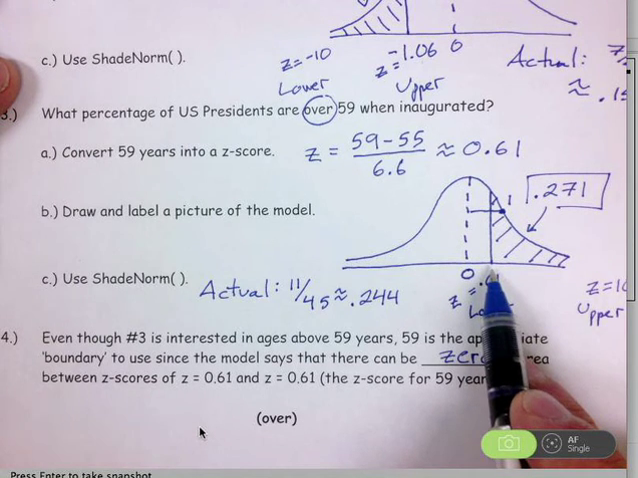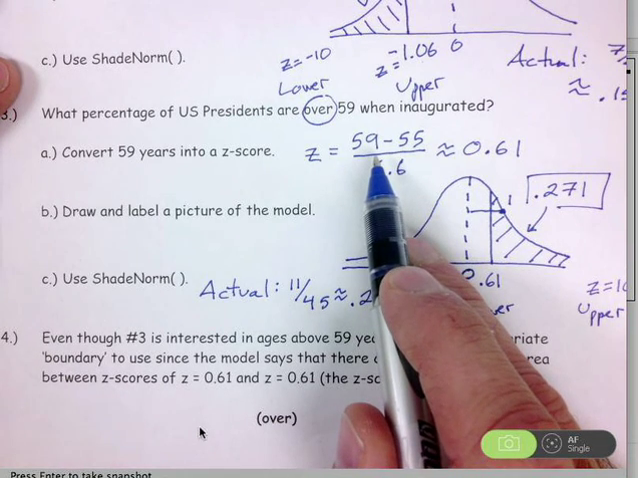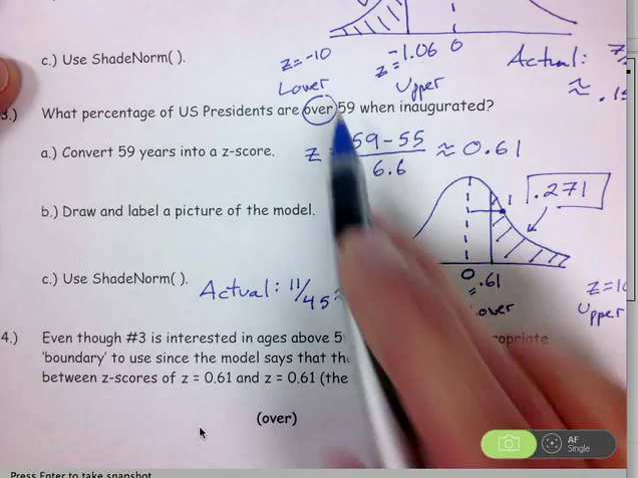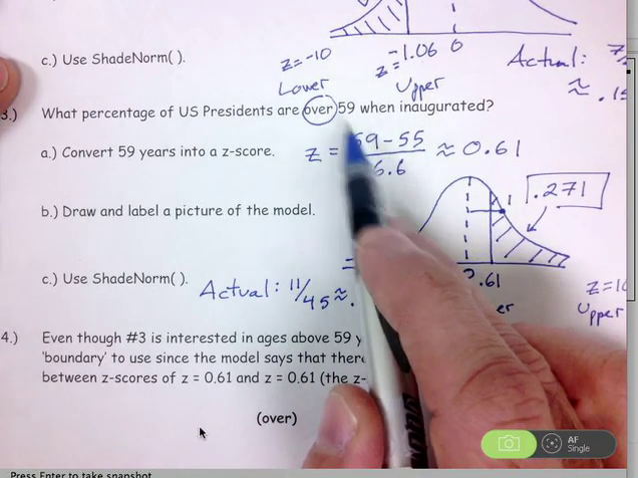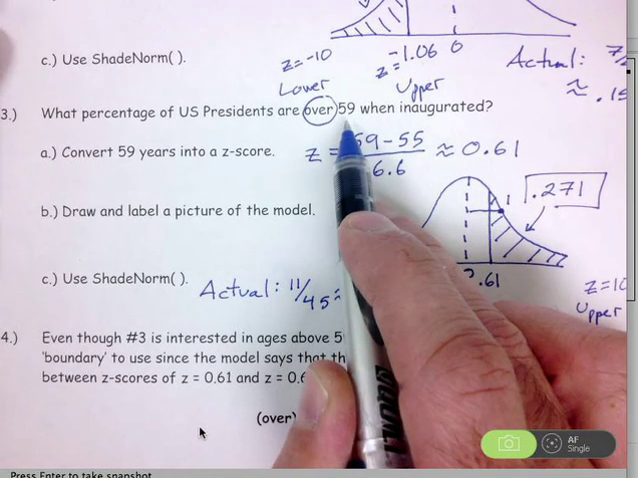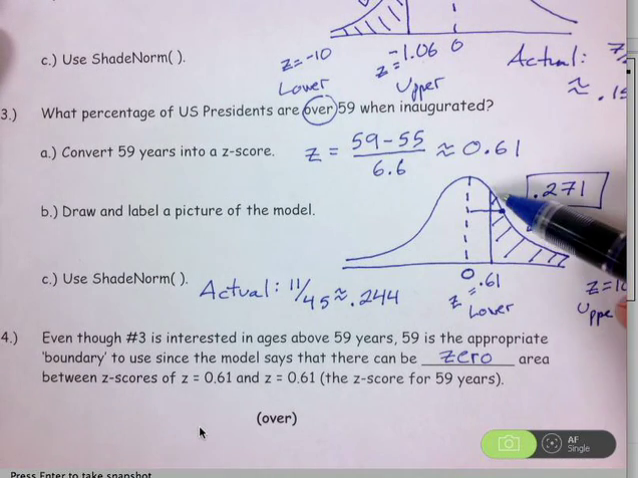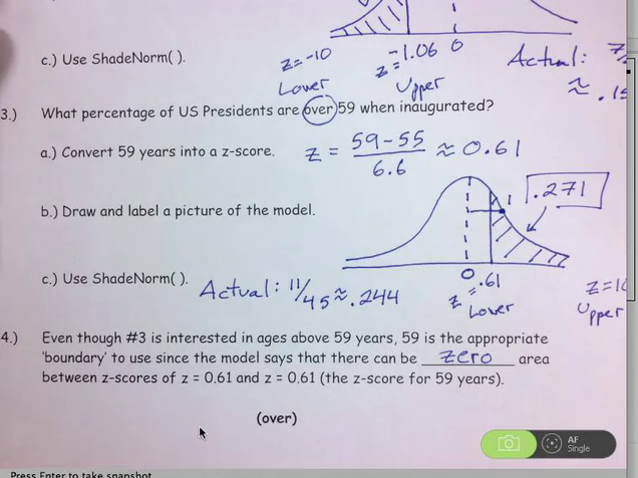That's because the likelihood of being 59 spot on the nose when you're inaugurated is, for practical purposes, 0. So go ahead and use the 59 as the boundary, whether you're including the 59 or not in your question. If this was, what's the percentage of US presidents that are 59 or over? It's going to be exactly the same, because the likelihood of being exactly 59 years old when you're inaugurated is, for all practical purposes, 0. So let's try the next question.